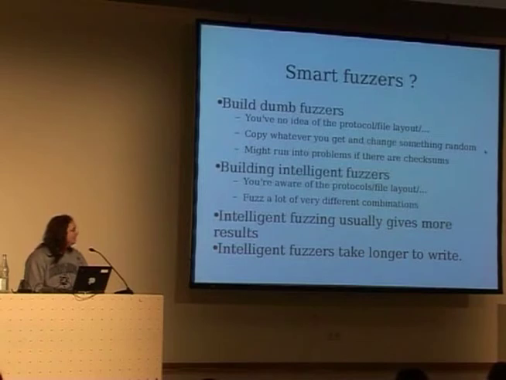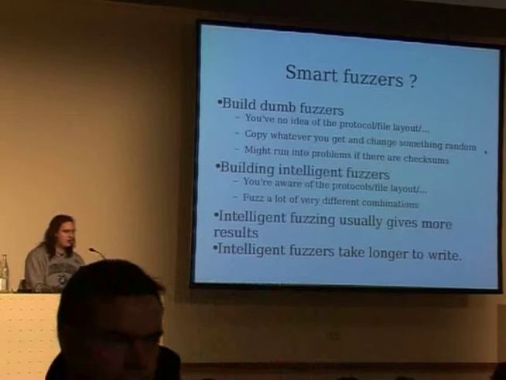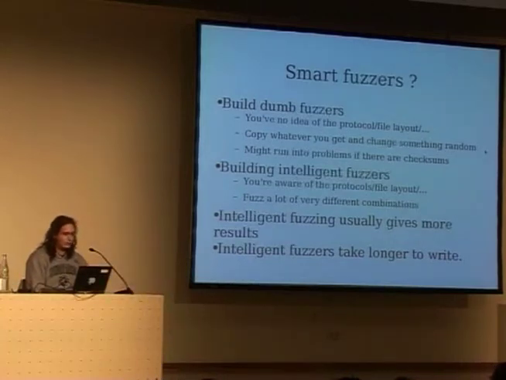So the other thing is smart fuzzers. Basically, you've got two kinds of fuzzers: dumb fuzzers and intelligent fuzzers. The difference is that a dumb fuzzer usually takes between a couple of minutes and an hour or so to write. You can sit down, get one almost immediately, and just start fuzzing. With dumb fuzzers, you usually don't know, or don't want to know, the specifics of a protocol or a file layout or some API. You just look at what's valid, change some things in there, and pass it on to whatever you want to fuzz.